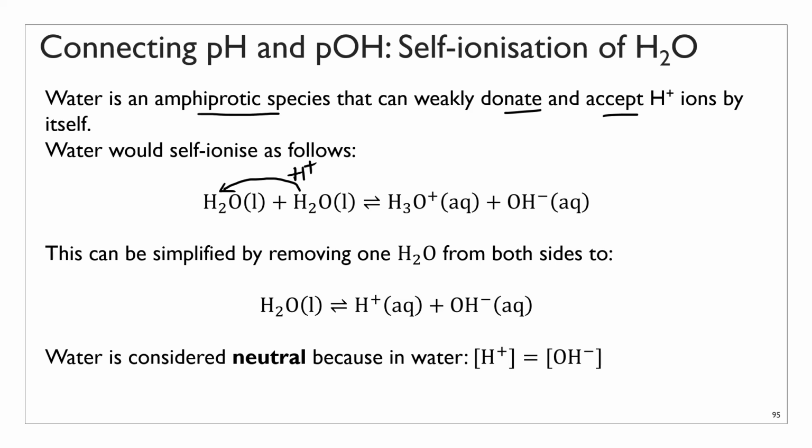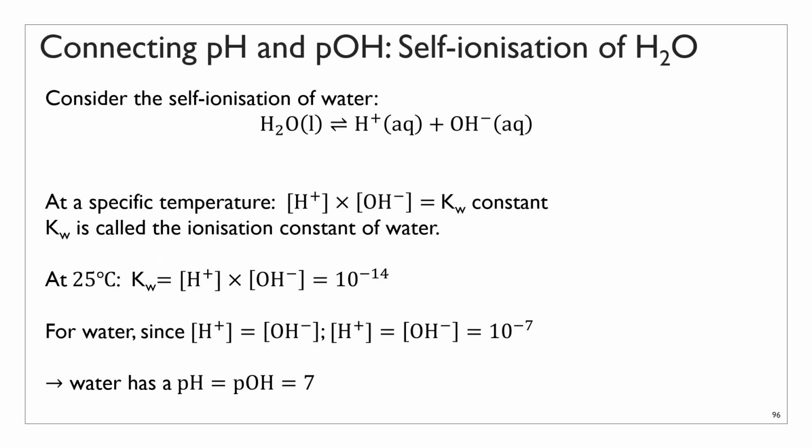So there are hydrogen ions present in water, just a very, very small amount. Water is considered neutral because the concentration of hydrogen ions and hydroxide ions is the same in water. The definition of neutrality is actually not a pH of 7. The definition of neutrality is having the same concentrations of hydrogen ions and hydroxide ions. The interesting thing about water is that if you multiply the molar concentrations of hydrogen and hydroxide together, it gives you a constant.